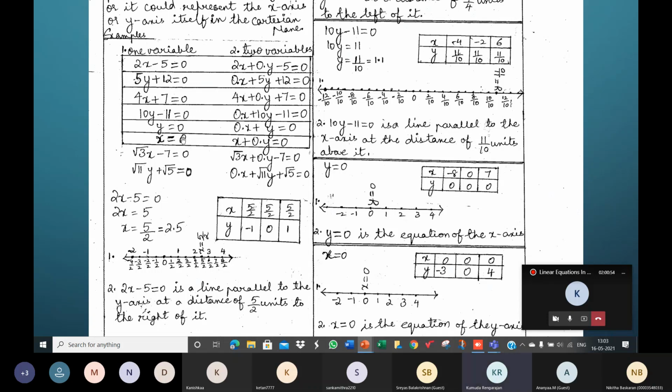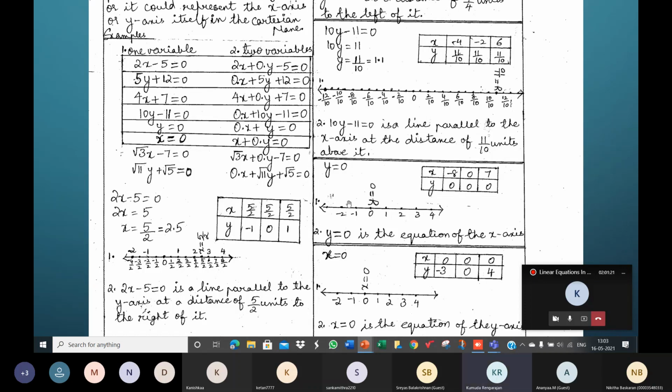Now if you treat them as linear equations in two variables x and y, then y is equal to 0 is written as 0x plus y is equal to 0. Or this is written as x plus 0y is equal to 0. See, here we have y, here we have x. So in this case, x is missing, so 0x. Here y is missing, so 0y is equal to 0.